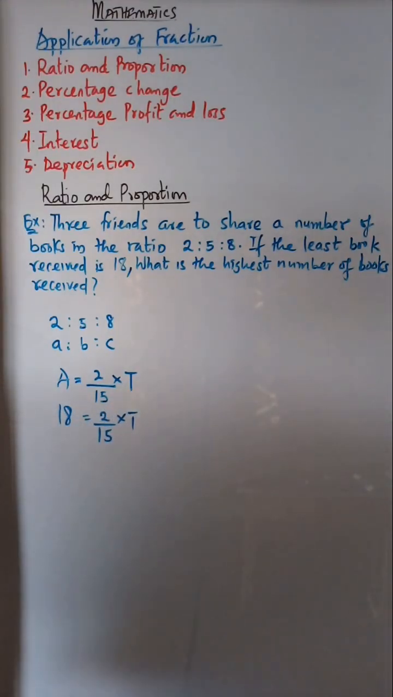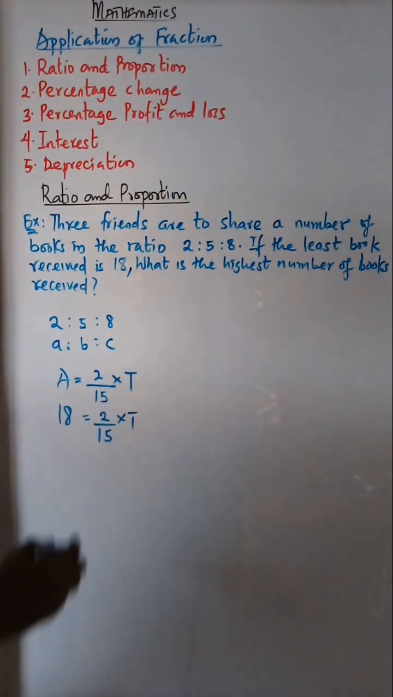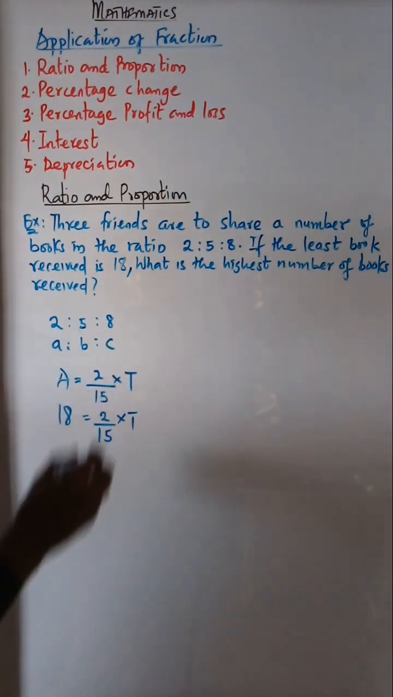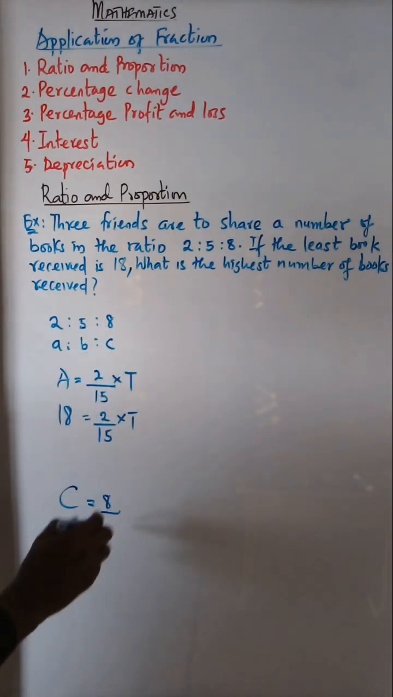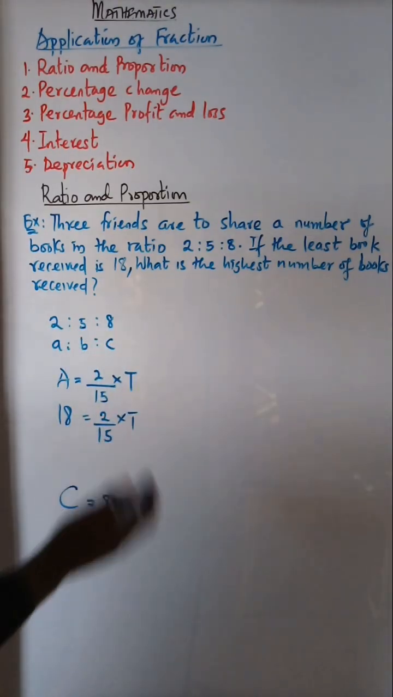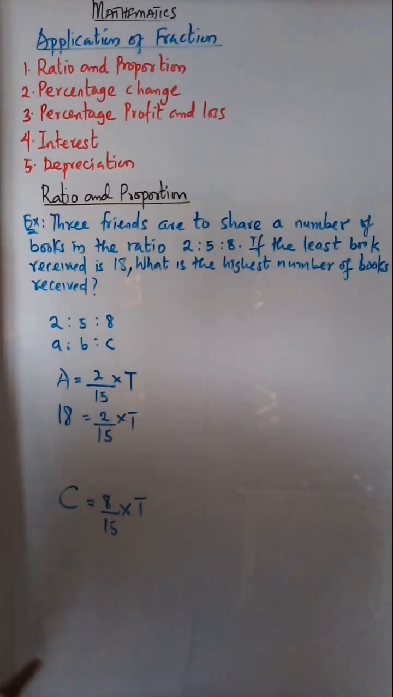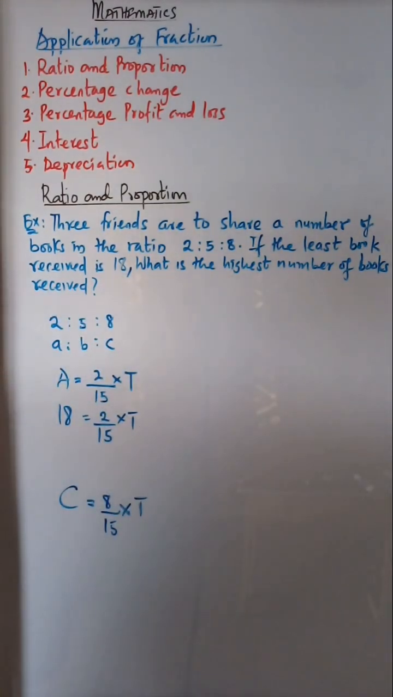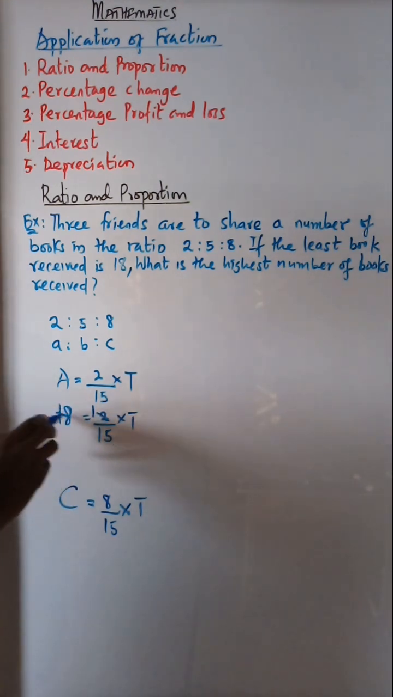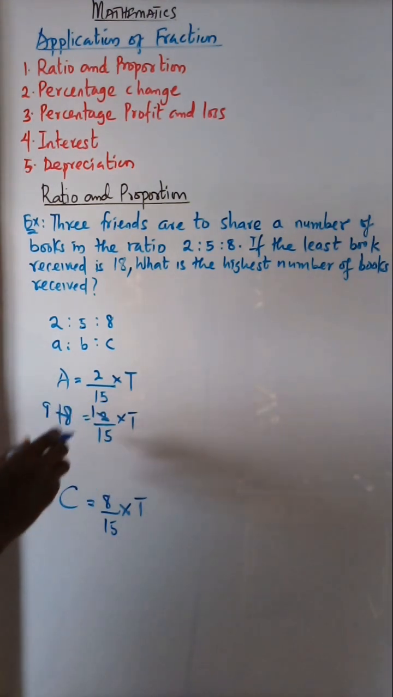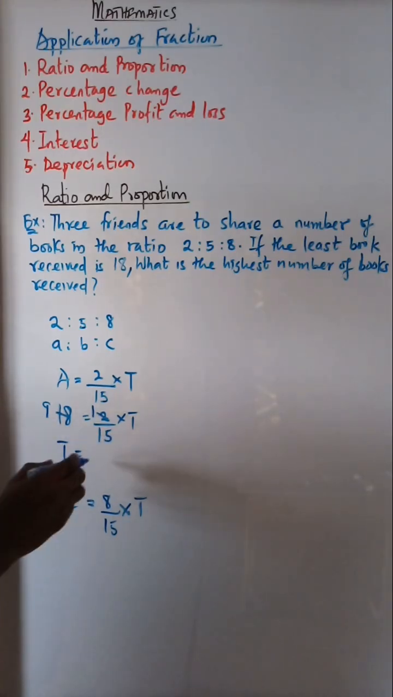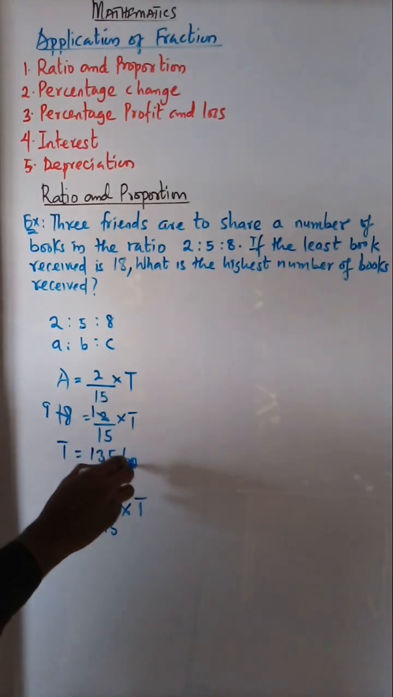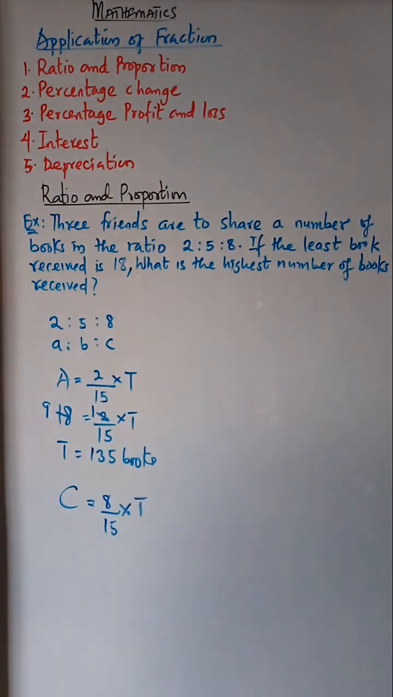What is the question? What is the highest book received? C will receive the highest. So C equals 8 over 15, the addition of the three, multiplied by the total that we don't know. That is why we need to get the total first. We are given this 18 for us to get the total. How can we get the total? In math, this and this can cancel each other. 2 here is 1, 18 over 2 is 9. So T times 1 is T, and 15 times 9 is 135 books. So the total number of books to be shared is 135.